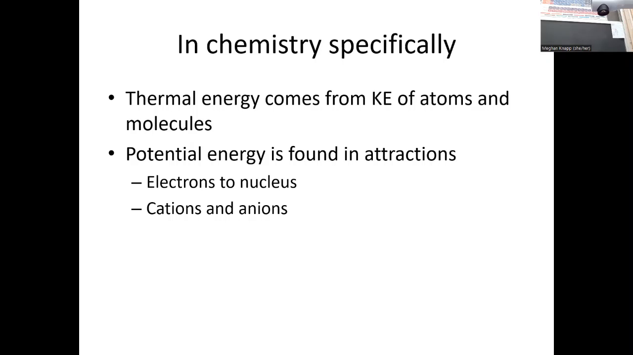All right, so potential energy, we talked about having the positives and negatives. We have electrons being attracted to the nucleus, so that creates a certain amount of potential energy, and we'll talk about that in chapter 6. And then also we have cations and anions attracted to one another, and that creates some potential energy as well.